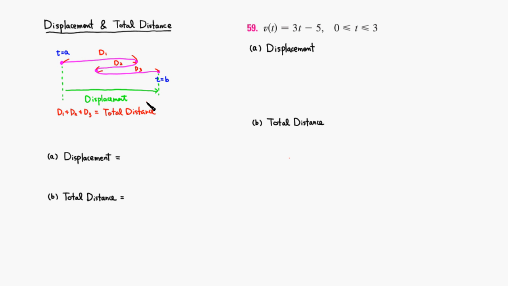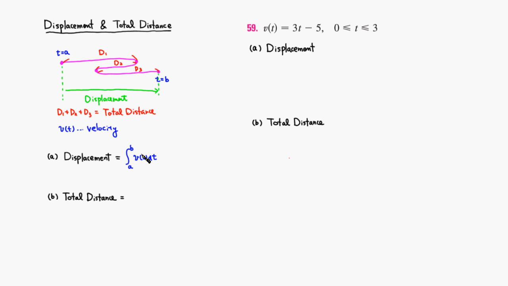All right, let's say you have a velocity function of this motion, so let's call it v of t, where v of t is the velocity function. Then if you want to find the displacement, it would be simply the integral from time a to time b of the velocity function with respect to t. So that will be the displacement.